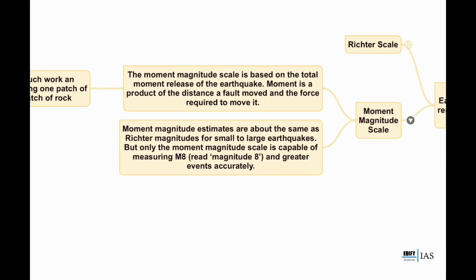Now, moment magnitude estimates are about the same as Richter magnitude estimates, but this is only for small earthquakes. When you look at larger earthquakes, where a larger area of land with different crusts is involved, the moment magnitude gives a far more accurate understanding of an earthquake than the Richter scale does. Hence, the moment magnitude scale is more accurate for earthquakes measuring more than 8 M. That's 8 times the magnitude of M1, right?